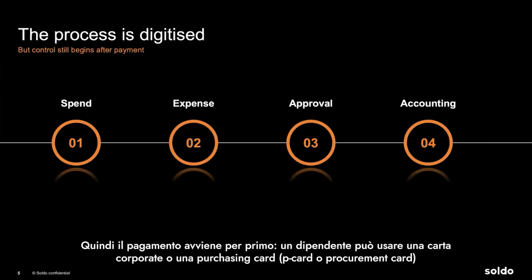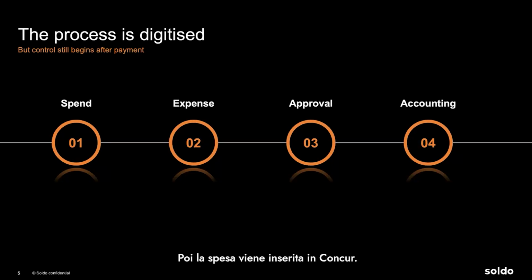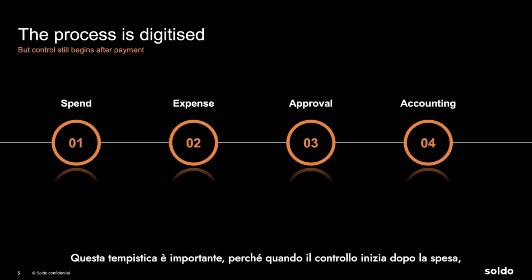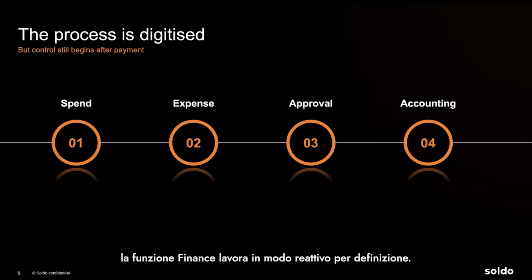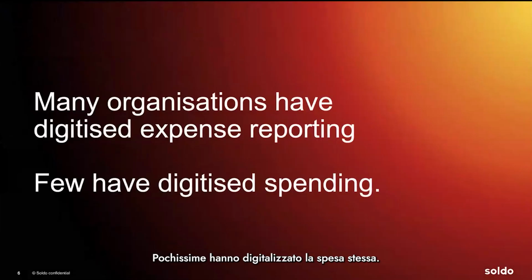So the payment happens first. An employee could use a corporate card or a purchasing card, or they pay out of pocket using their own credit cards, or even in some cases, they're using cash. Then the expense is submitted into Concur. Control is therefore applied at the time of submission. That timing is important because when control begins after spend, finance is reactive by design. So what I'd say is many organizations have digitized expense reporting. Very few have digitized spending.